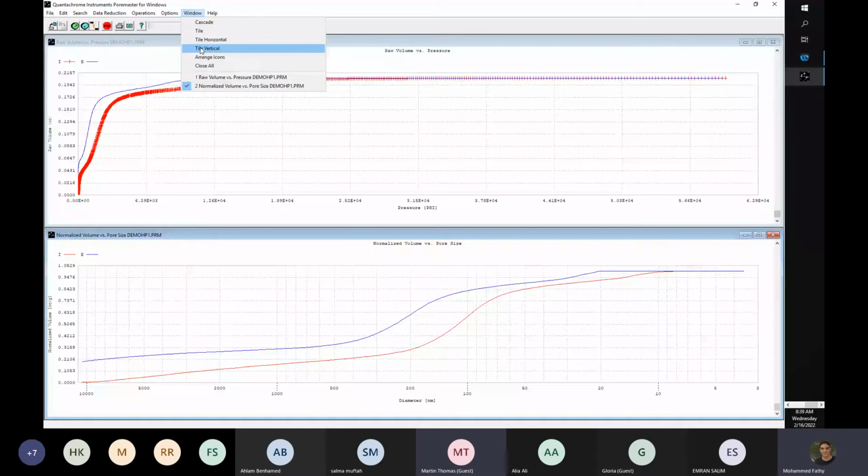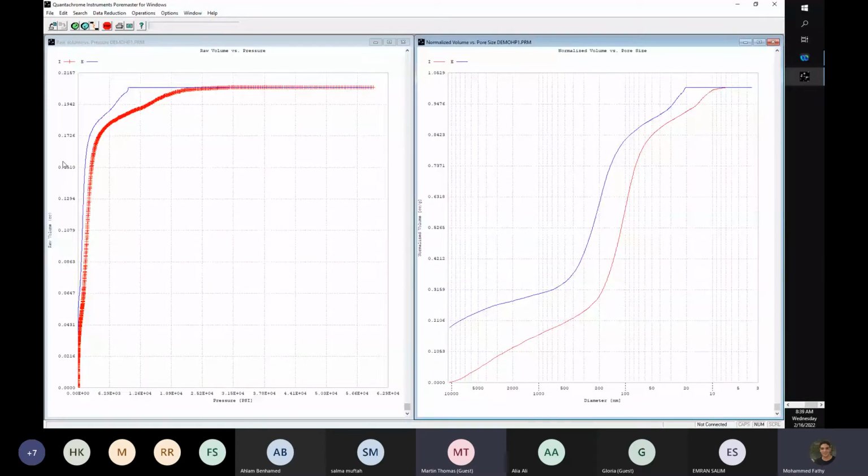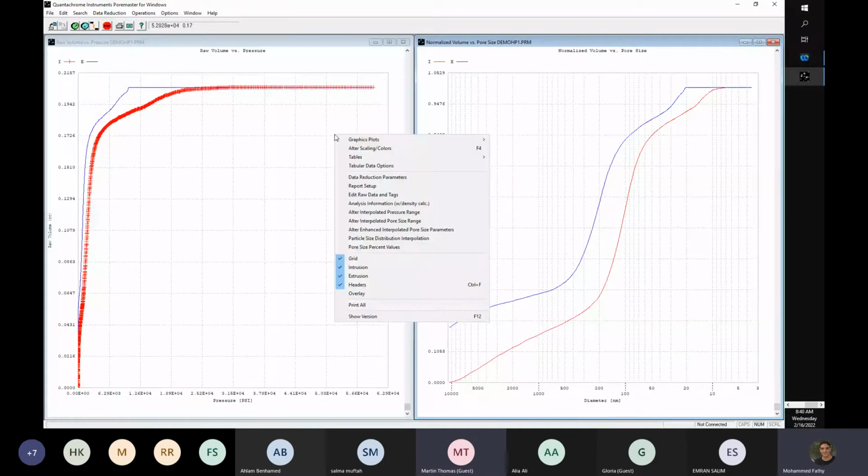Okay, so this is the volume pressure data on a linear scale. This is normalized volume. So now this is cc's per gram versus pore diameter on a logarithmic scale. And here you can see there's a little bit of filling up here. There's a significant pore distribution here, and there's another small pore distribution up here. And you can see the hysteresis here, and you can see the entrapment here.